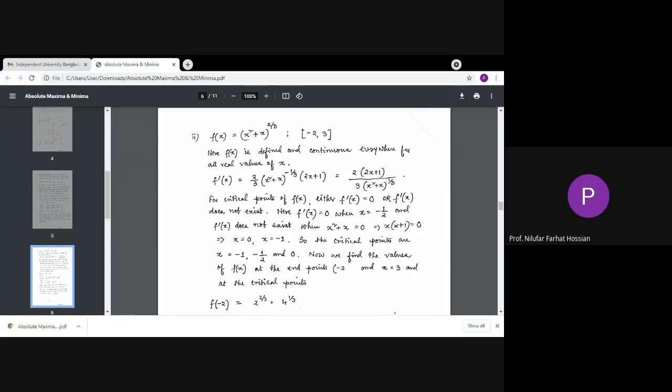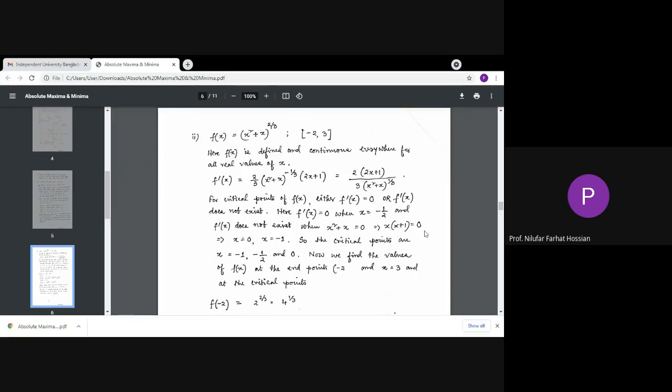Whole to the power 1/3. So now you discuss the cases for which x has critical points. You know, for critical points, f prime x equal to 0 or f prime x does not exist. So here, f prime x does not exist if the lower part is 0. And the lower part is 0 means x square plus x equal to 0, which gives you x into x plus 1 equal to 0. That means x equal to 0 and x equal to minus 1.